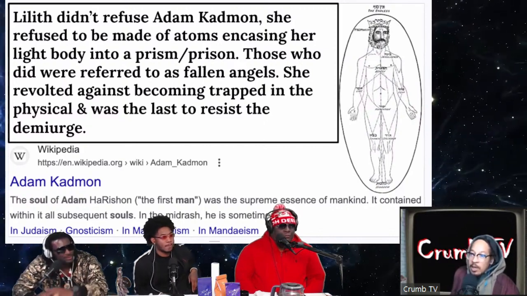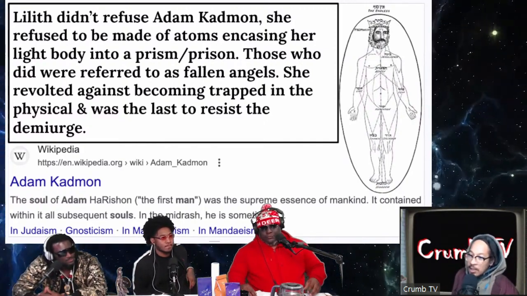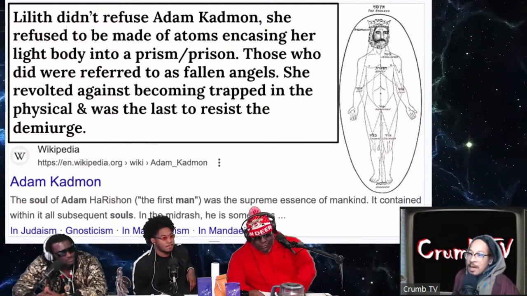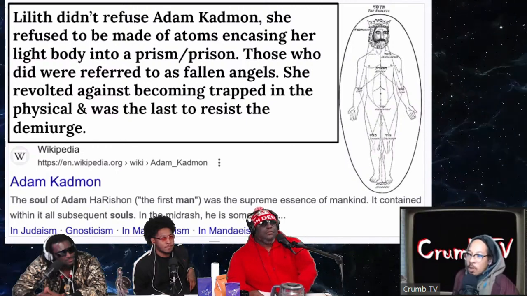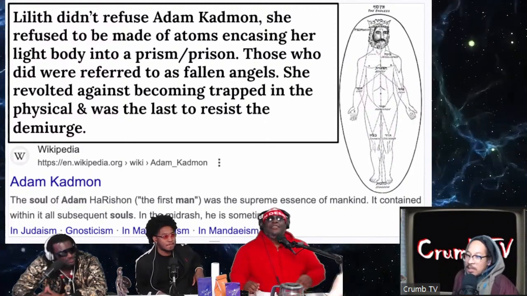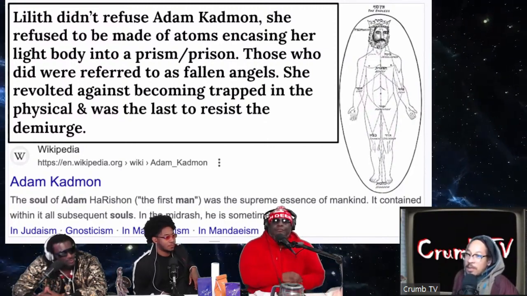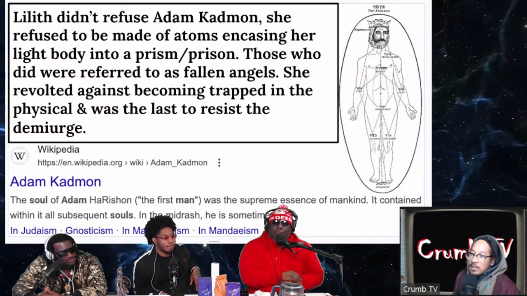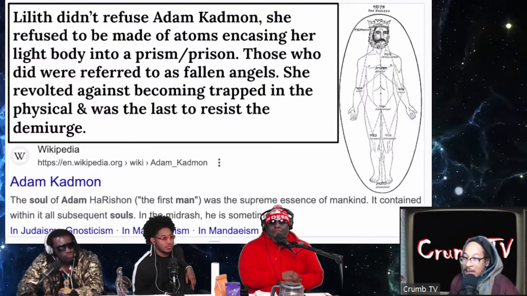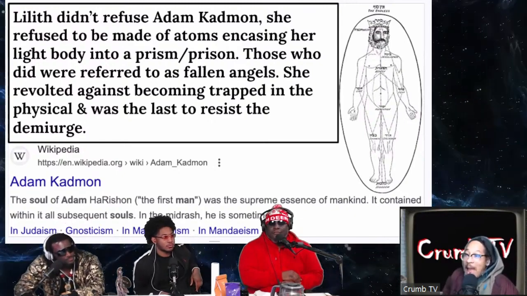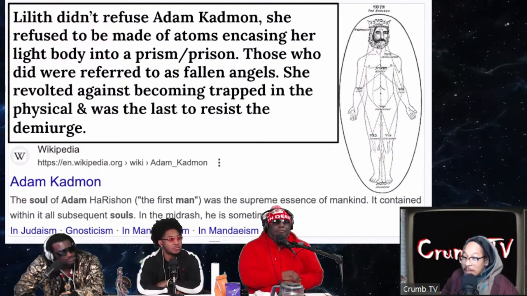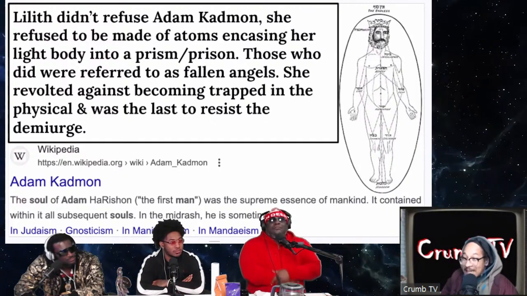So Lilith, according to the Enuma Elish, I'll show you that later, never turned into physical form. She was only dealing with Spirit Man. And Eve was dealing with Soul Man. So here it goes. Lilith didn't refuse Adam Cadman. She refused to be made of atoms, encasing her light body into a prism or a prison.